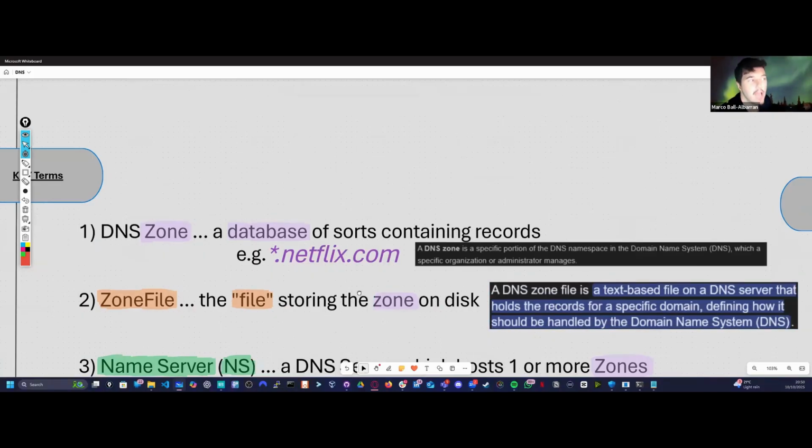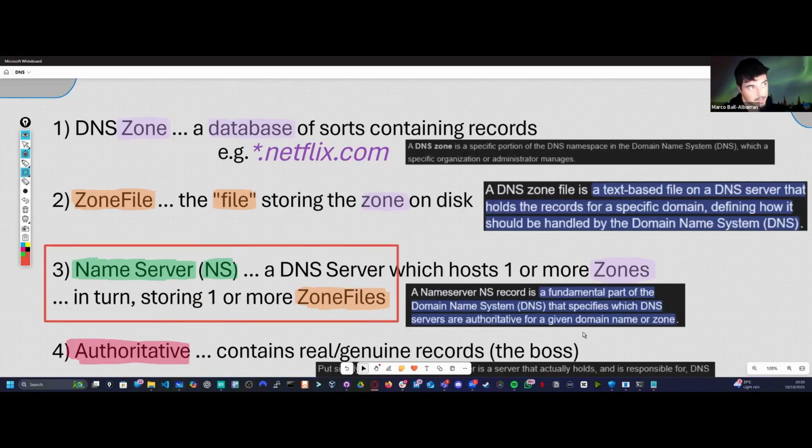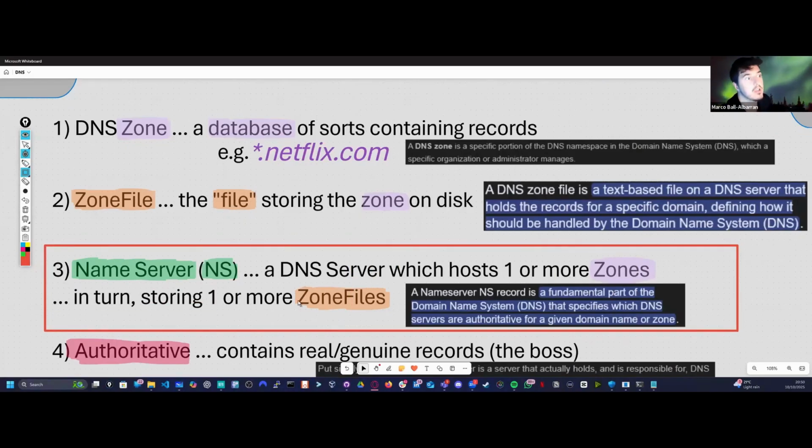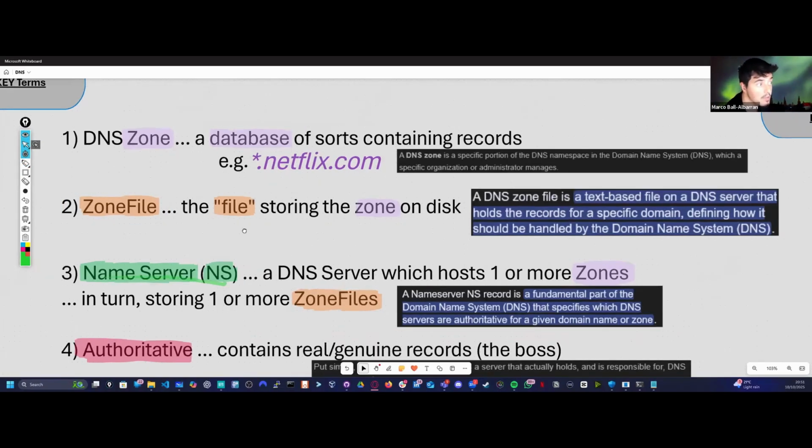So we also have, to talk about the machines themselves, what we're going to call the name servers, or NS for short. Okay, and these are the DNS servers, which host one or more of those zones. And they do that by storing one or more of those zone files. So it's the name server for the Netflix.com zone, which can answer queries about the IP address of Netflix.com. It knows what that is. The name server is the machine that hosts it.